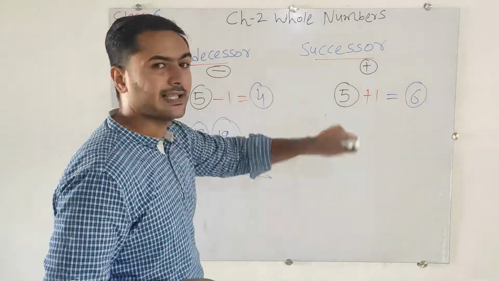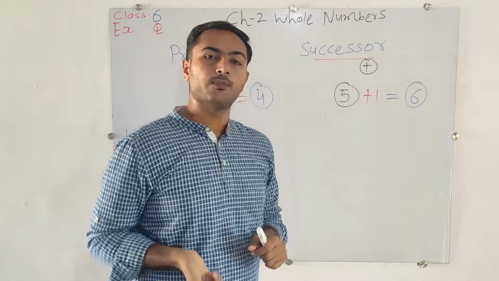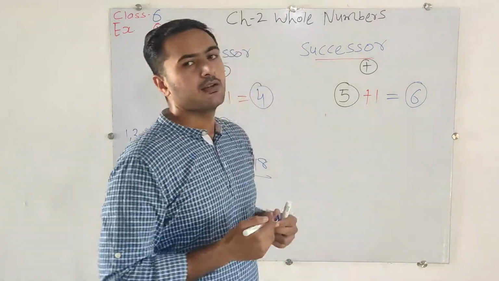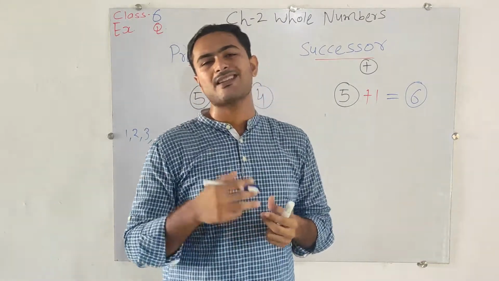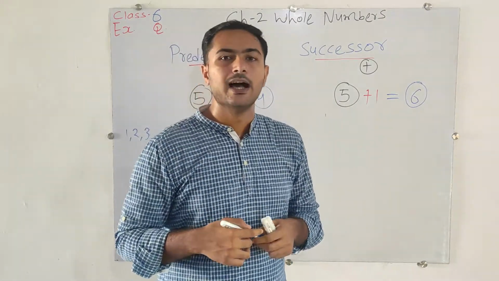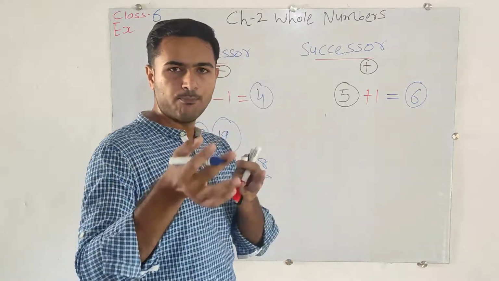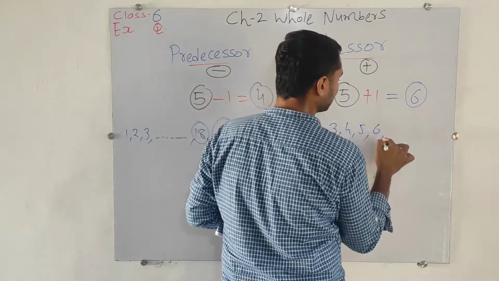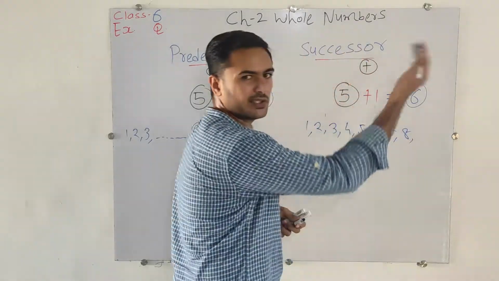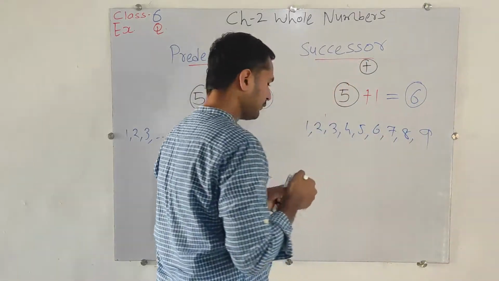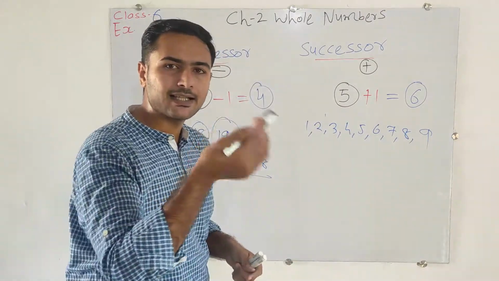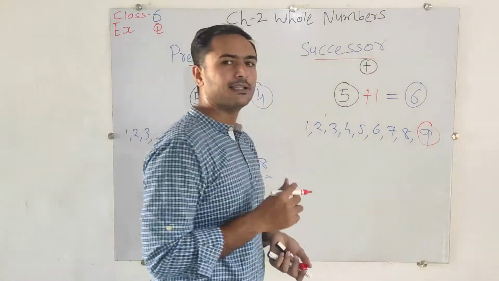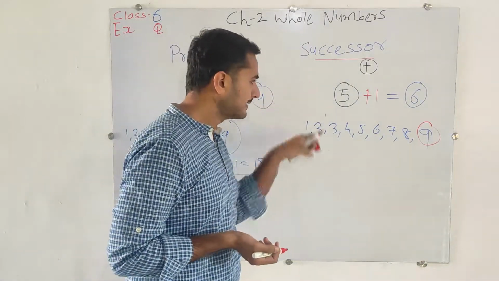Now again, let's see the successor. Successor means the next number. Generally, if I tell you the next number after 8, that is 9. How? By the number line. If I write 1, 2, 3, 4, 5, 6, 7, 8, after it which number will come? 9. So from this series I can say that the successor of 8 is 9. This is how we can find the successor.